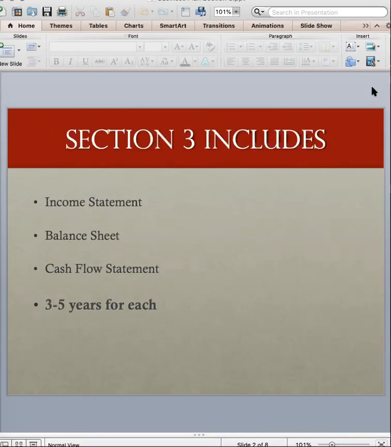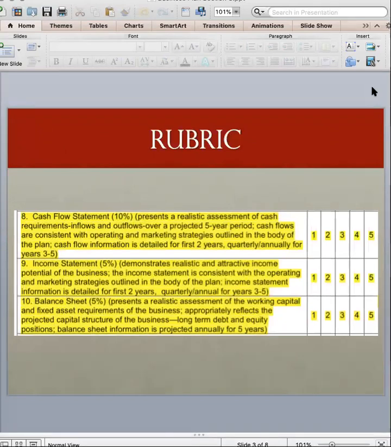Even though the rubric is asking for 5 years for each, I only need 3 years for all of these different financial statements. Okay, let's start out with the income statement, or point 9 on the rubric. This is where I'd suggest starting with your financials. This demonstrates a realistic and attractive investment potential of your business.